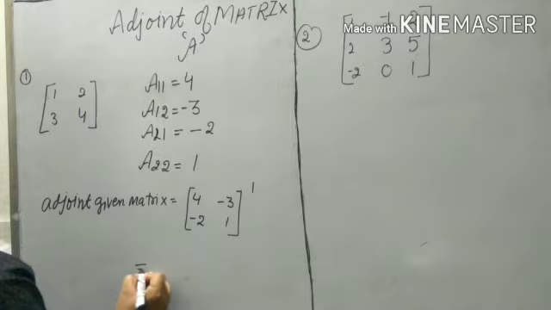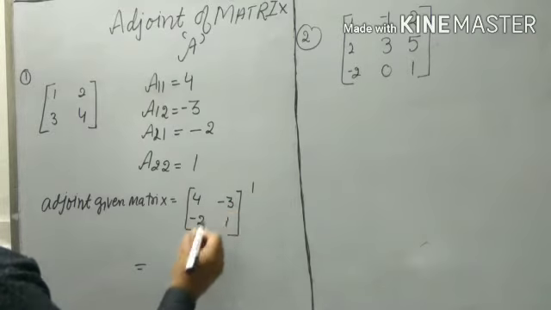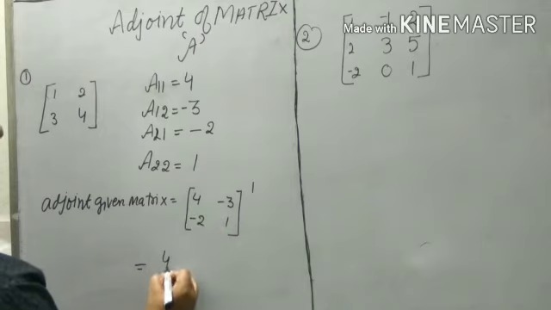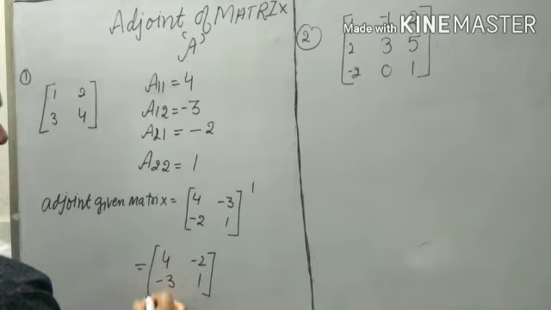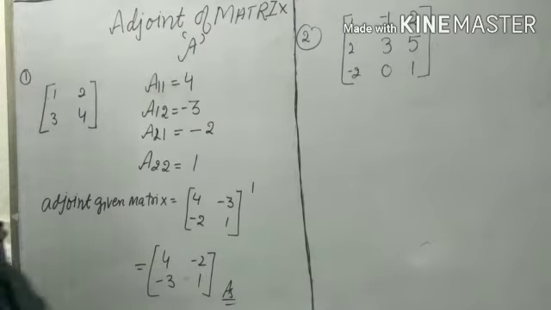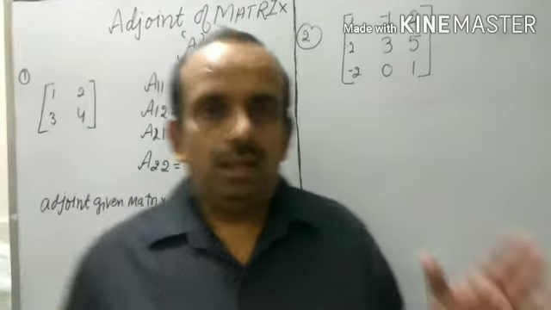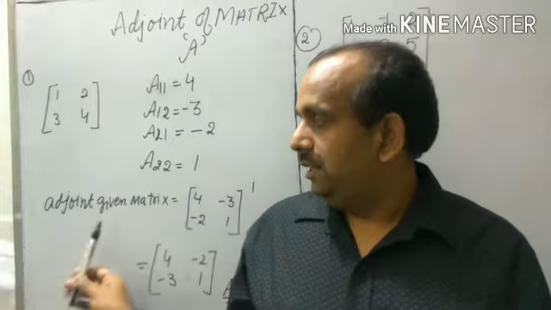Now I have to take the transpose of that. In transpose, what will we do? The first row will become the first column and the second row will become the second column. This is the adjoint of the given matrix and it is our answer. Now students, we have learned about the 2 by 2 matrix and how to find its adjoint.